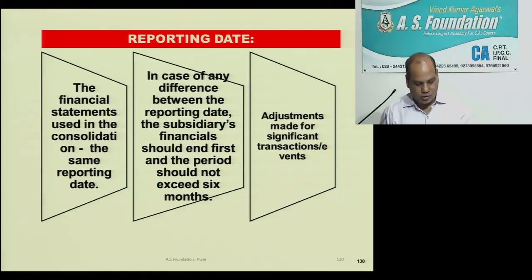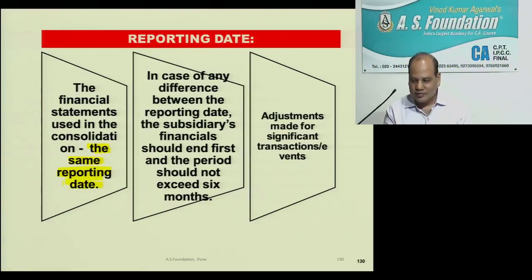Now, next, reporting date. What do you mean by reporting date? It means balance sheet date. Is it possible that the reporting date of the holding and subsidiary are different? Possible. But the standard says that for the financial statements used in consolidation, the same reporting date should be used. Same reporting date means the year ending date of parent and subsidiary should be the same.